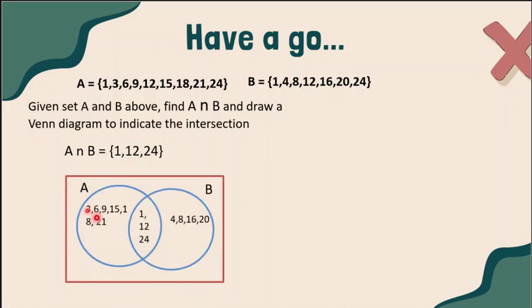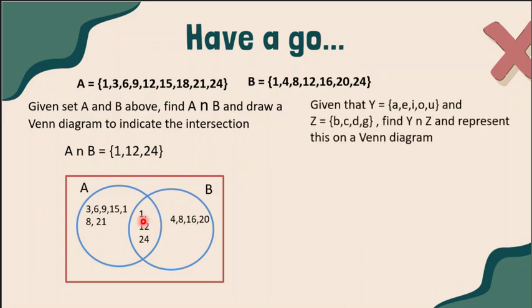We can see that all the members that belong to only A are here, and all the members that belong to only B are here. Then at the intersection, we find the members which belong to both of them there. So that is how we use the intersection.